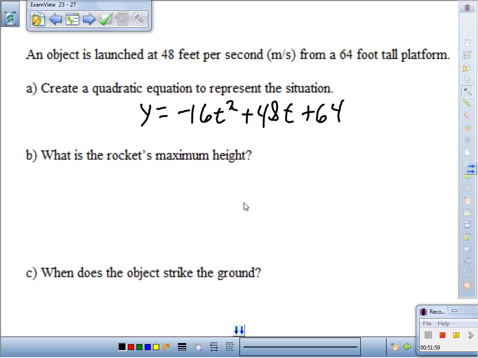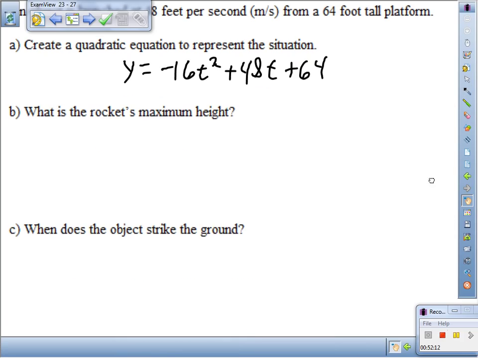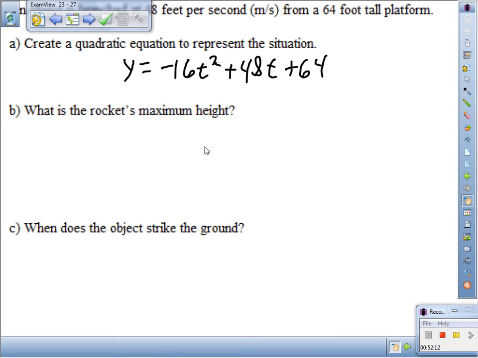Before we do the maximum height, look up please. What does that mean, maximum? Does everybody understand what a maximum is? Tell your neighbor the other word that we use for a maximum. Very good. Yes, the vertex. Very good. Label that, vertex.